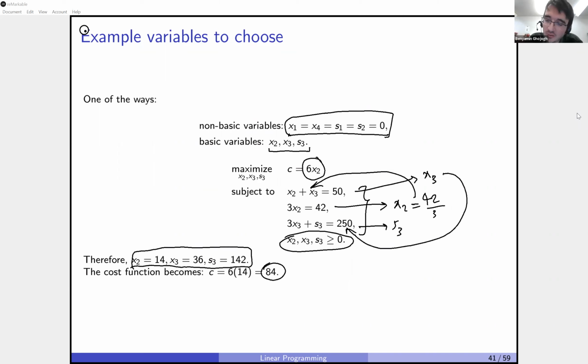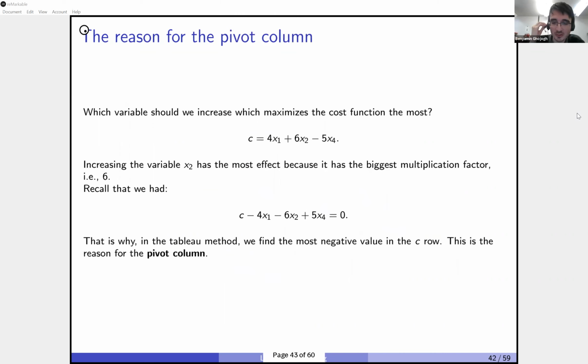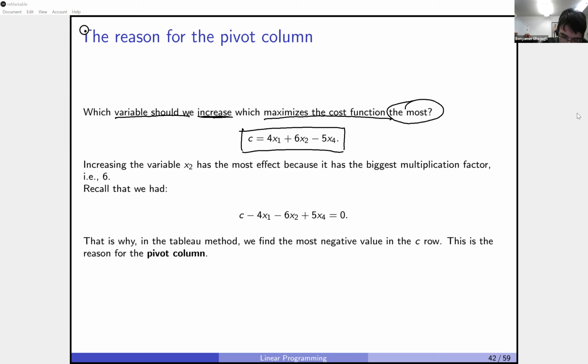And we will say, okay, those are the 3 basic variables and the other are non-basic variables. We can do that. But we want to do it in a wise way. We don't want to check all of the cases, because the more variables we have, the more headache we'll have. We'll have more number of cases. Which variable should we increase, which maximizes the cost function the most, right? Assume this was the cost function, right?